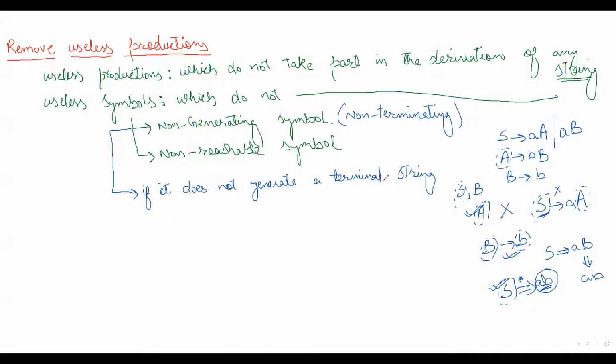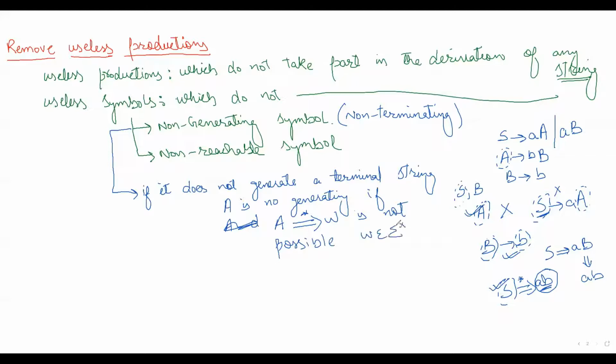So A is non-generating if A gives w is not possible, where w belongs to sigma star. That means w is a terminal string. Then it is called a non-generating symbol.